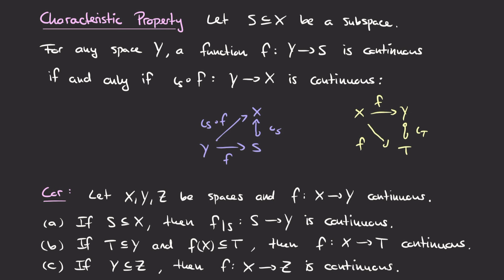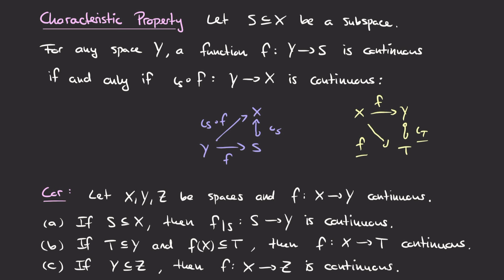In order to show that this map f here, viewed as a map from X to T, is continuous, we're going to use the characteristic property of the subspace topology. In this case, we're viewing T as a subspace of Y. The characteristic property says that this map is continuous if and only if the composite of it with the inclusion is continuous. But now we observe that the composite of this map here with the inclusion is just equal to the map going from X to Y.